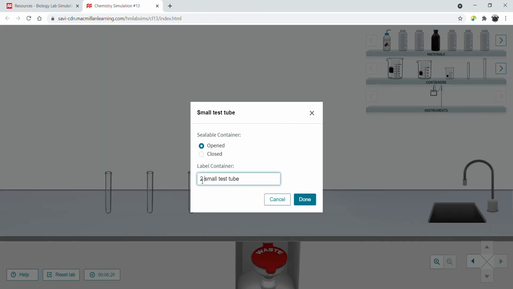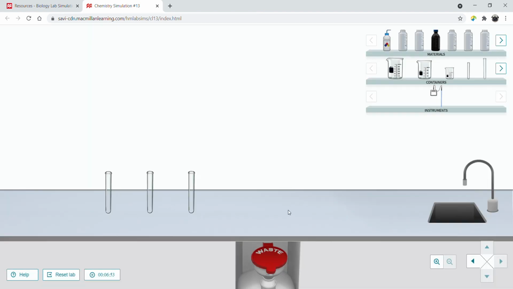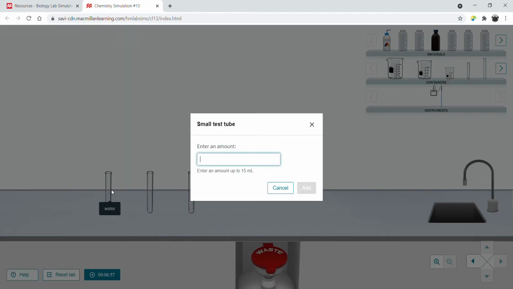2 is vinegar. And 3 is ammonia. Thank you. Yep. Me and my silly short attention span. Okay, ammonia. Done. And now we are going to put 10 milliliters in each. Here's water.